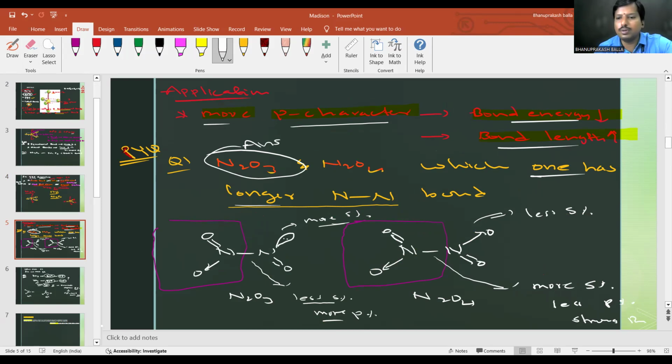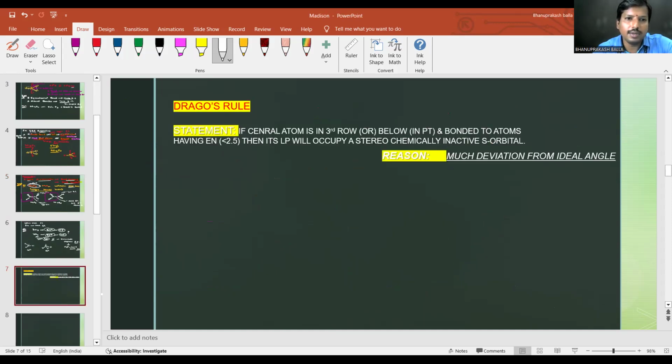Okay, so now I want to go to another subtopic, that is Drago's rule. What does Drago say? Drago's rule statement: if the central atom is in the third row or below in the periodic table, and the bonded atoms have electronegativity less than or equal to 2.5, then its lone pair will occupy the stereochemically inactive s orbital.